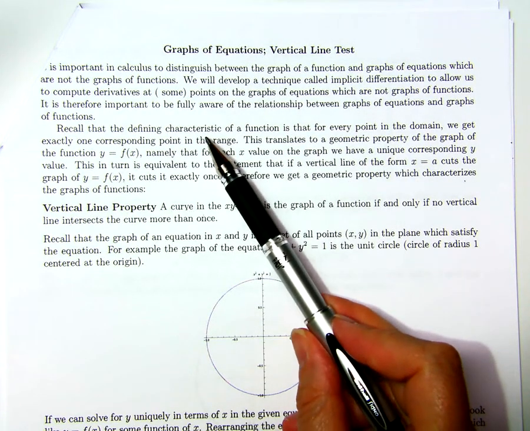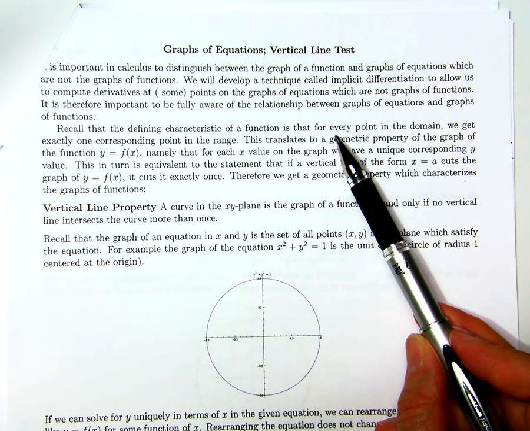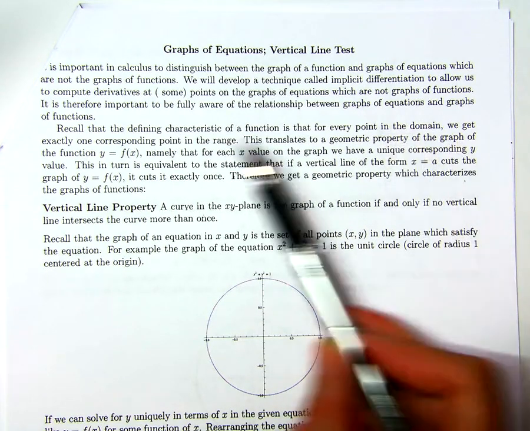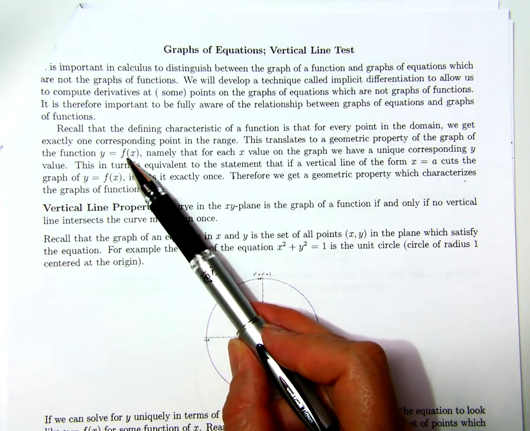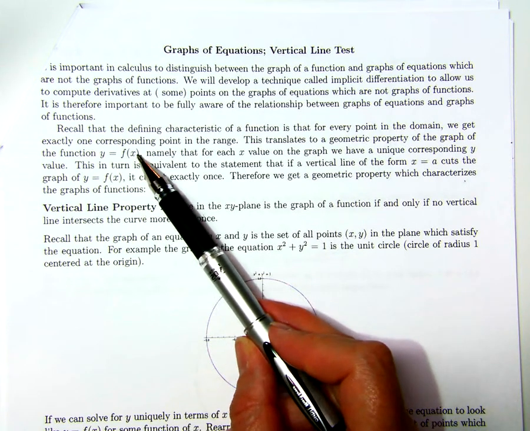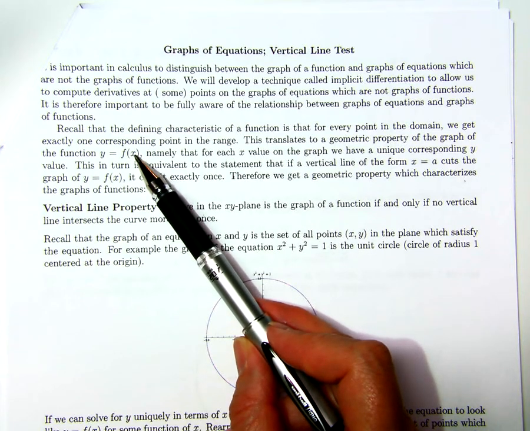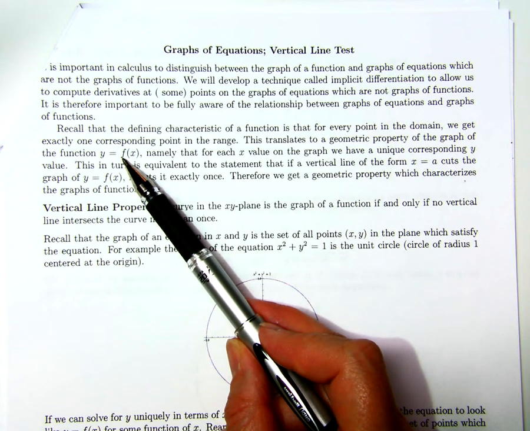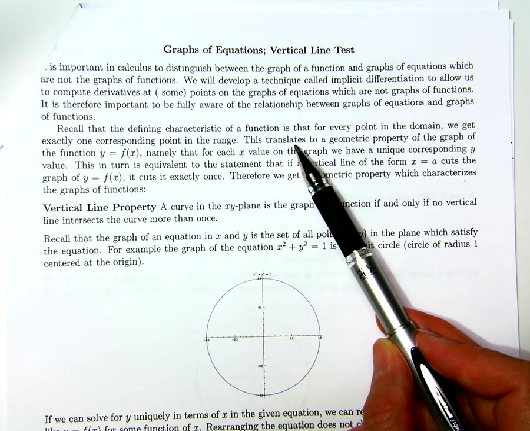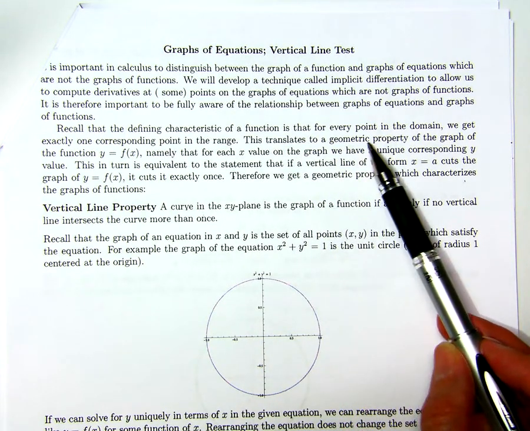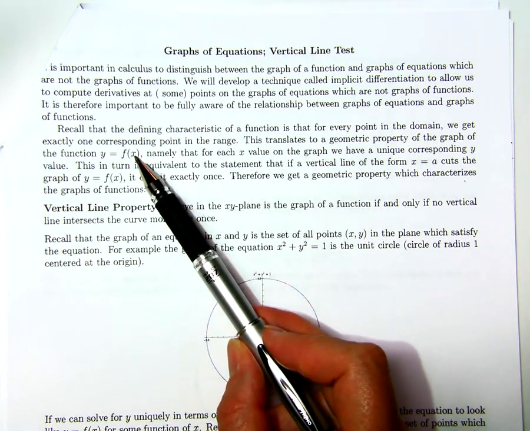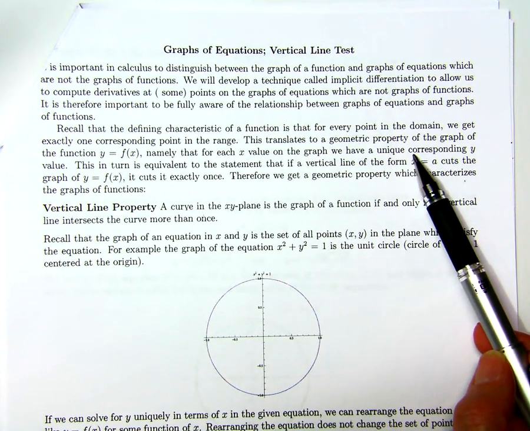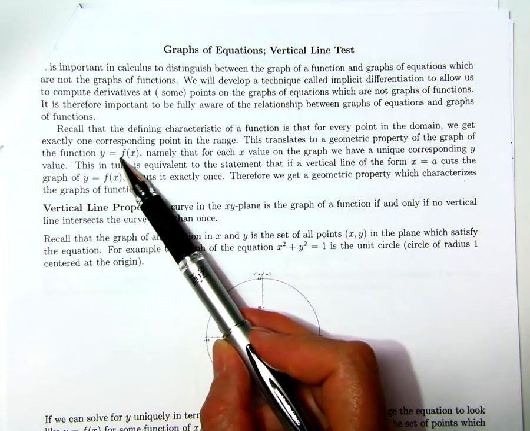Remember, the defining characteristic of a function is that for every point in its domain we get exactly one point corresponding to that point in the range. And quite often we have a formula to figure out what that point in the range is. We just plug the point x in the domain into the formula to find the unique corresponding point in the range. So this translates to a geometric property of graphs, namely that for every x value in the domain, there's a unique corresponding y value on the graph.